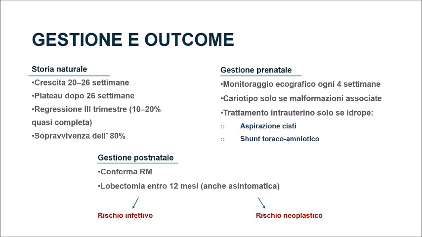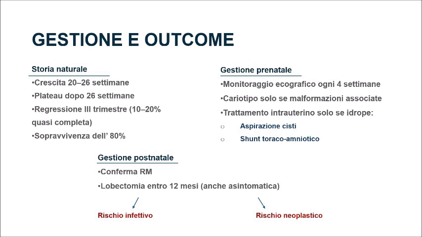The clinical management during the prenatal period is essentially based on a series of ultrasound monitoring sessions to detect the early signs of hydrops. Intrauterine treatment should be strictly limited to cases complicated by hydrops and typically involves performing either a cyst aspiration or a thoracoamniotic shunting procedure. Both of these procedures have been shown to significantly improve overall neonatal survival rates.